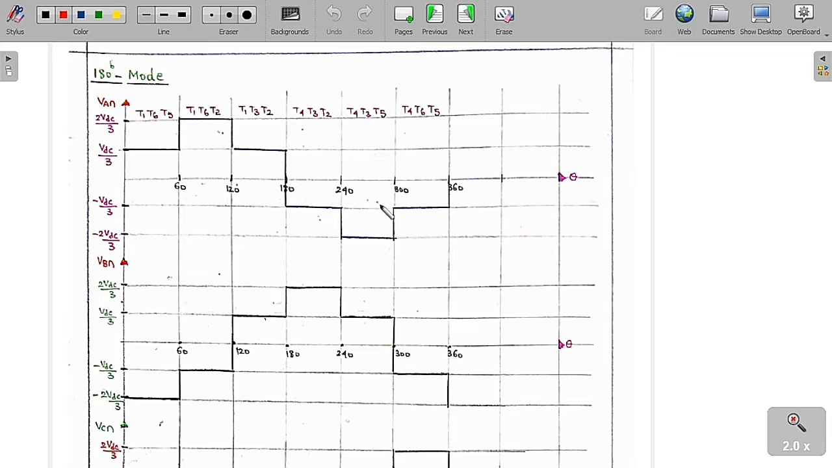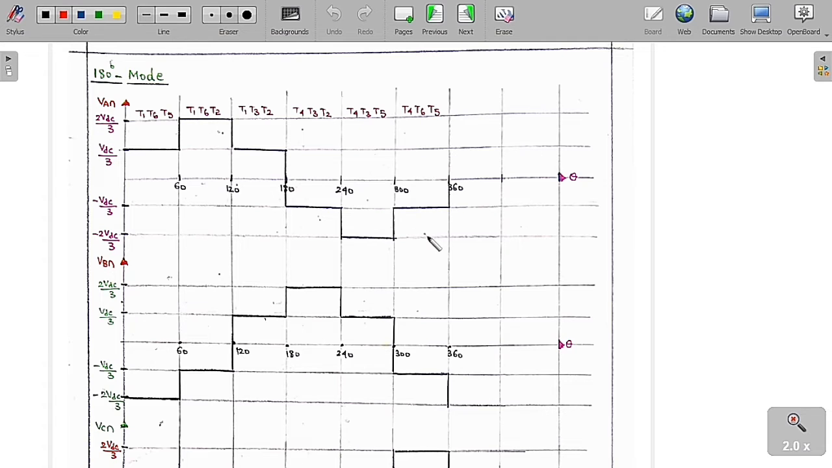Similarly, from 240 degrees to 300 degrees, you can see clearly from the control scheme diagram that T4, T3 and T5 are going to conduct. If you close these switches and analyze the circuit diagram, then you are going to get VAN as minus 2 VDC by 3, VBN as plus VDC by 3 and VCN as plus VDC by 3. So these are the voltages that you are going to get and you can easily draw on the graph.